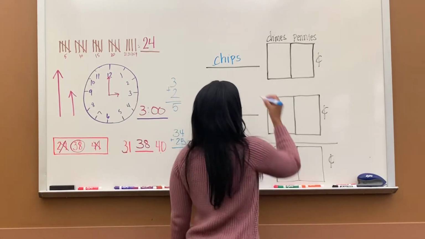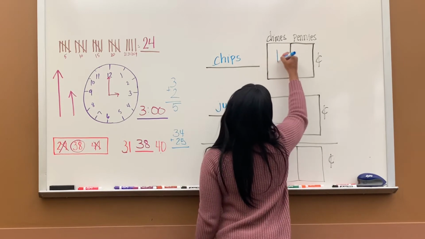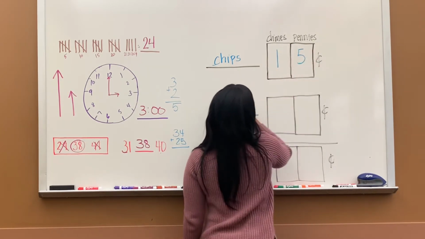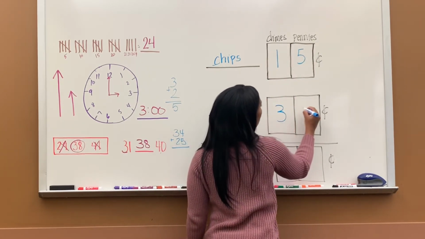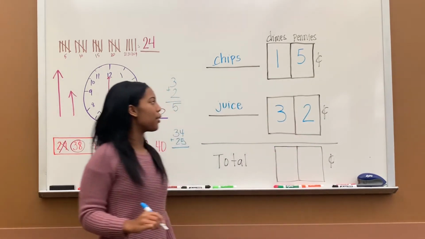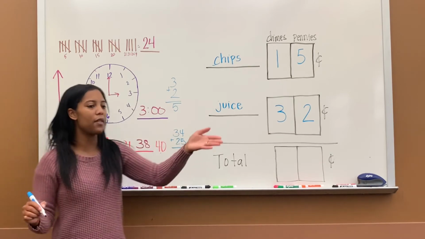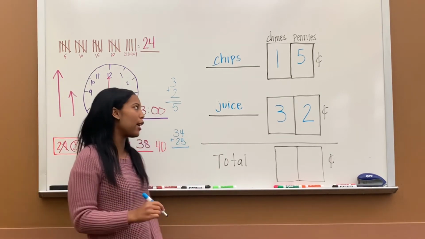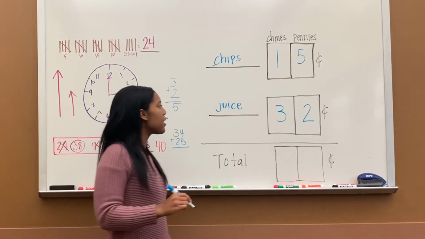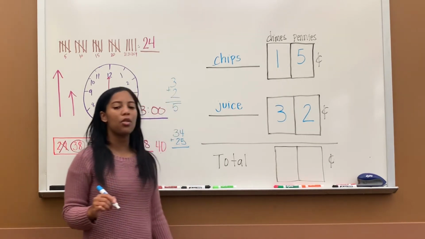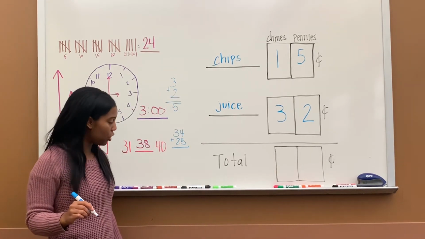So our chips are 15 cents and our juice is 32 cents, okay? So fill that in and then we'll add it up to figure out what's our total so that we can give the cashier the right amount of money, right? So the chips are 15 cents. And the juice is 32 cents. So fill that in on your page.